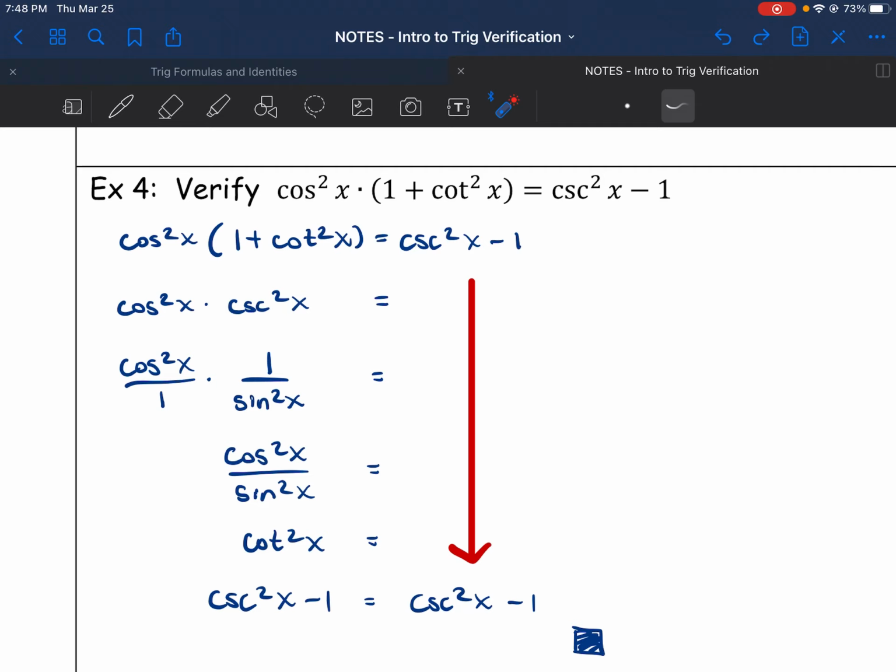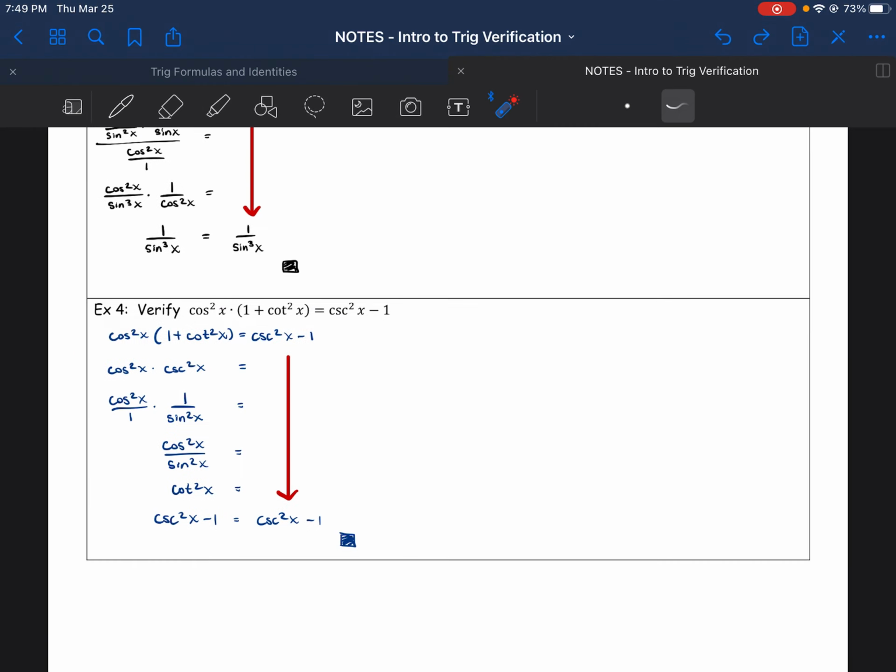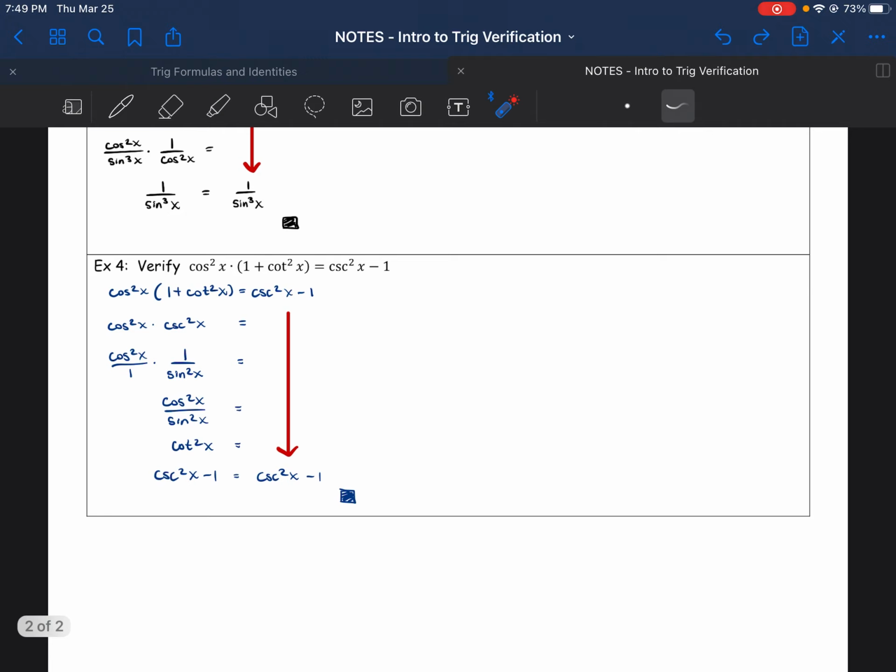So again, these verifications are not simplifying. They're similar to simplifying trig expressions because we're using a lot of the same procedures and methods. But at the end of the day, we are trying to verify that these two sides of the equation are equal to each other with a chain of logic. So there's our 4 examples. Honestly, we could spend much more time and do many more examples, which we'll be doing in class anyway. But this is the basic concept. We're trying to get one side to be equal to the other side through simplifying, through our formulas and identities, and we call this trig verification.